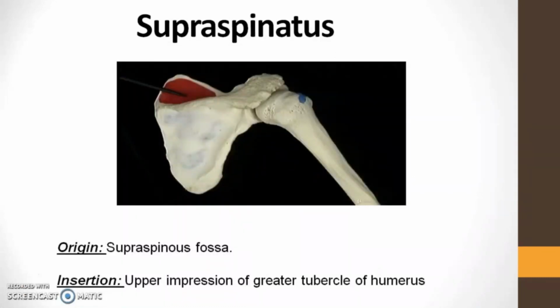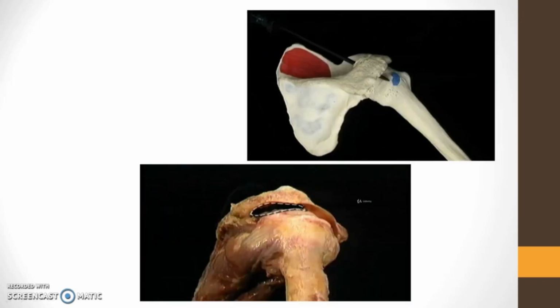Now we will move on to the next muscle, that is supraspinatus, which is present in the posterior surface of the scapula. Above the spinous process, we have a fossa that we will call supraspinous fossa, that is going to give origin for this supraspinatus muscle. So this is supraspinous fossa giving origin for supraspinatus. Insertion in the greater tubercle, as I said before, the upper impression of greater tubercle of humerus is going to give insertion for this supraspinatus.